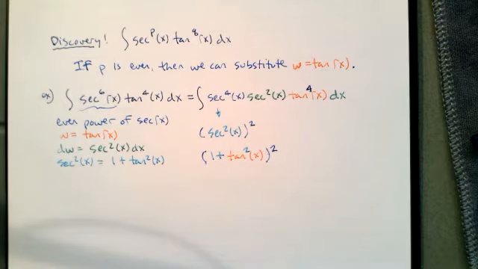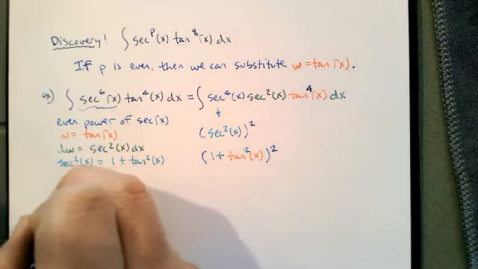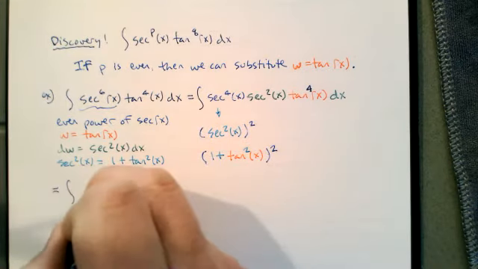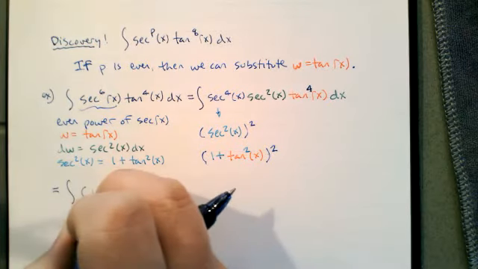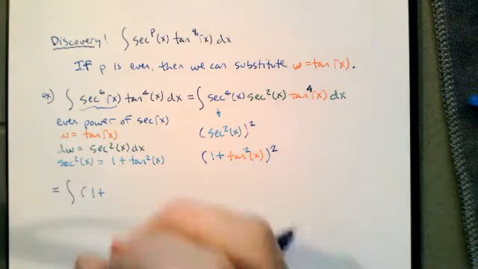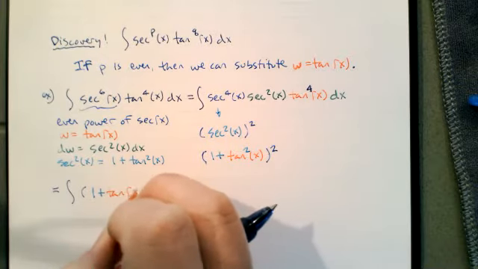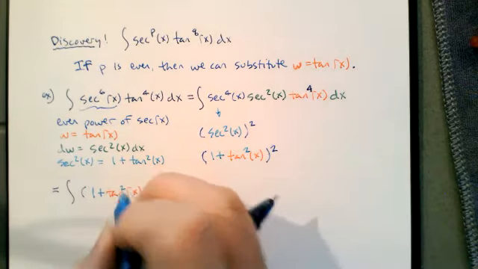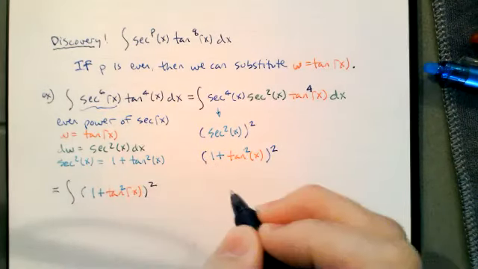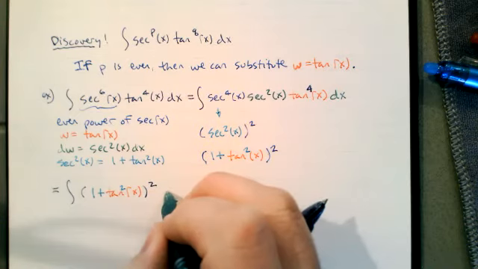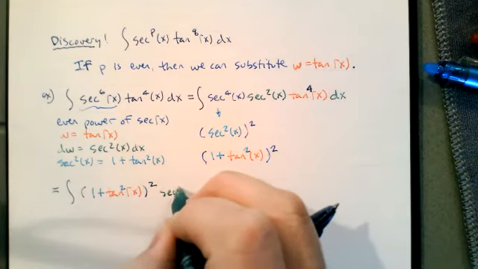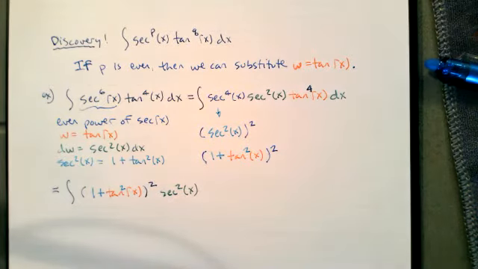So how we're reading the secant to the 6th, 4 of them is going to be the square of a secant squared. So it's going to be a 1 plus tangent squared, squared. 2 of the secants are going to be the dw, and then the tangent is the substitution that we're making. So our integral really looks like the integral of 1 plus tangent squared, squared, times secant squared x dx, and a tangent to the 4th.